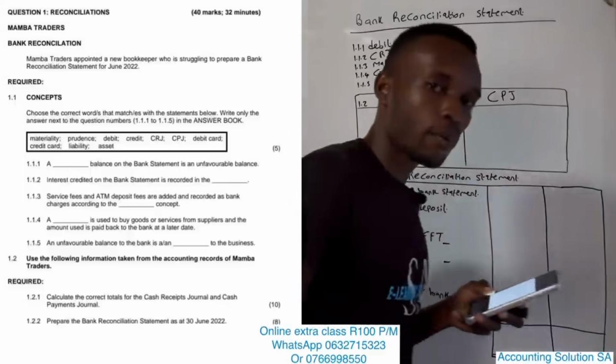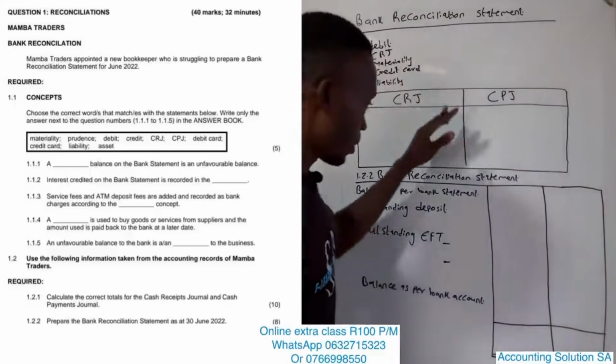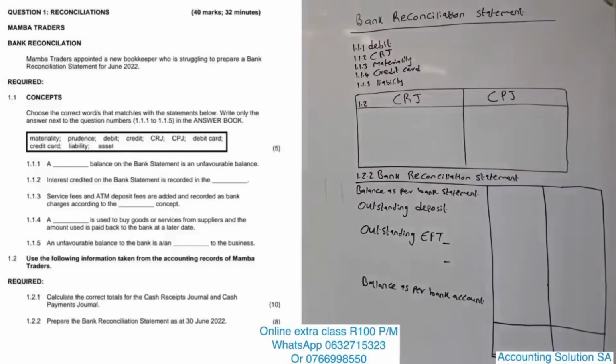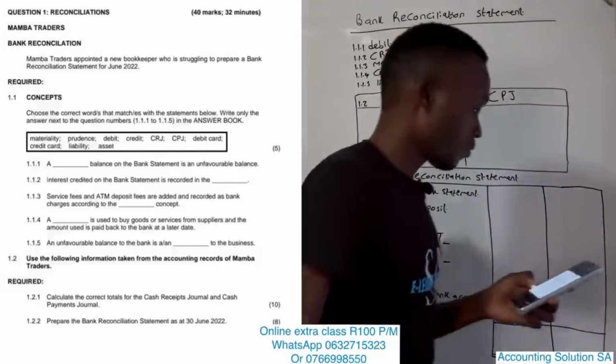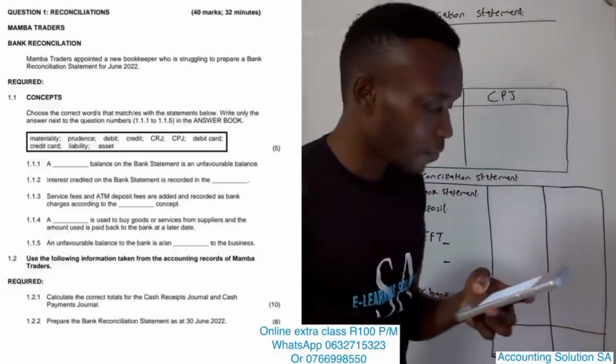However, guys, the main purpose of this video is to prepare this. Okay, we have to go there and do them in detail quickly. Calculate the correct totals for the cash receipt journal and cash payment journal, 10 marks. Prepare the bank reconciliation statement as at 30 June 2022. All right, now we have to go to our information.